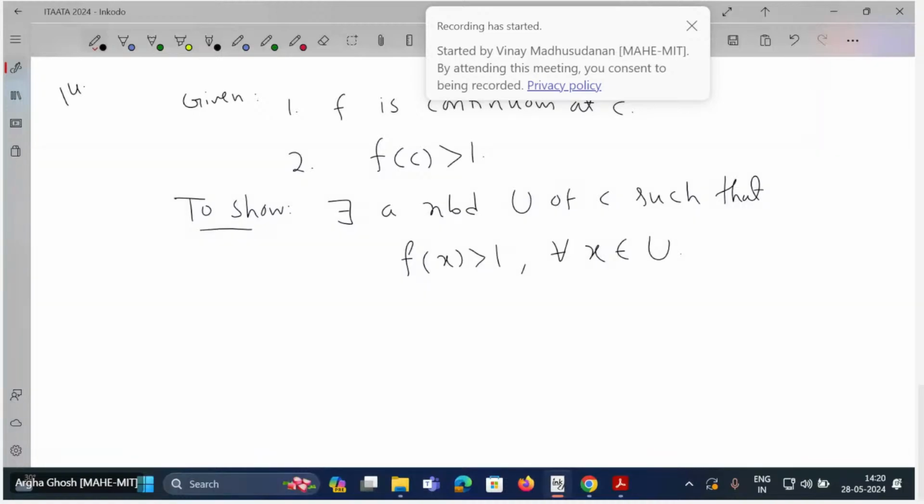Epsilon equals to... correct. Then correct. Anyone else? Okay. But what is that neighborhood for which f(x) will be greater than 1? Okay, okay, I got it. What you were saying. Okay, that's also a good approach.